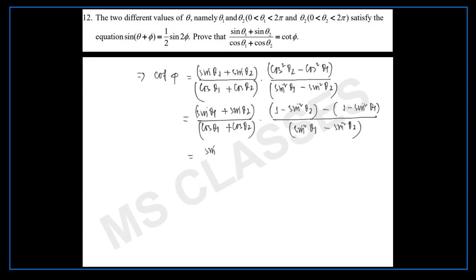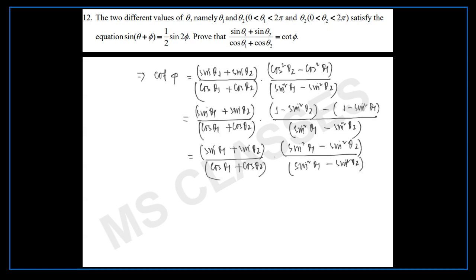Now this is sine theta 1 plus sine theta 2 divided by cos theta 1 plus cos theta 2. Rest part on simplification gives us sine square theta 1 minus sine square theta 2 divided by sine square theta 1 minus sine square theta 2. So this cancels out and we are left with only sine theta 1 plus sine theta 2 whole divided by cos theta 1 plus cos theta 2, which is the required proof.